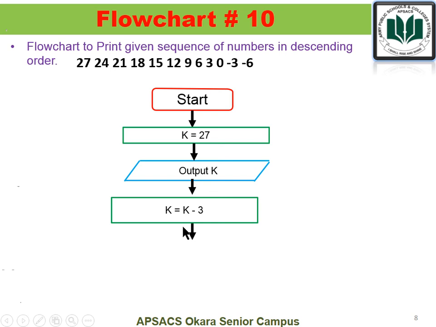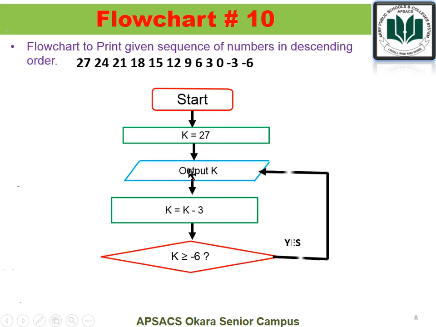If this condition becomes true, k greater than or equal to minus 6, then what will happen? We will output k, and k will again be decremented, and we will again test the condition. If the value of k is greater than or equal to minus 6, then we will again output, and so on. And if this condition becomes false, then what will be the result? We will move to the last step, which is stop. So this was very easy.